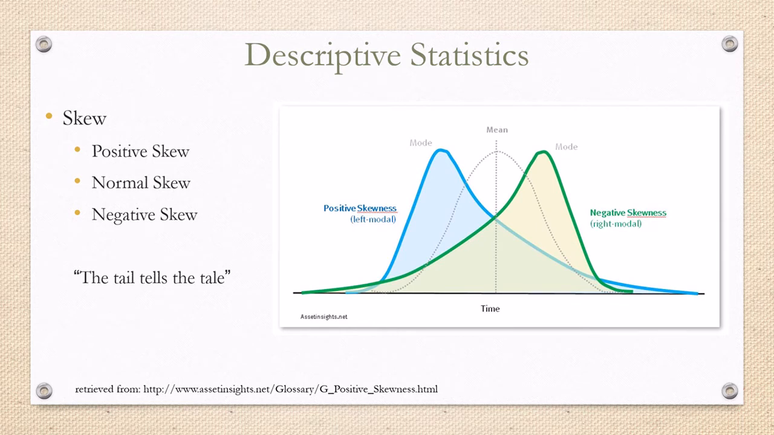So a good way to think about it is to use the mantra, "The tail tells the tale." It is the tail, or the long end of the distribution, that gives its label of negative or positive. So these descriptive statistics, the central tendency, the skewness, and the variance, together describe our sample data. From there, we use inferential statistics to generalize to the larger population and to test the probability that variables are related to each other.